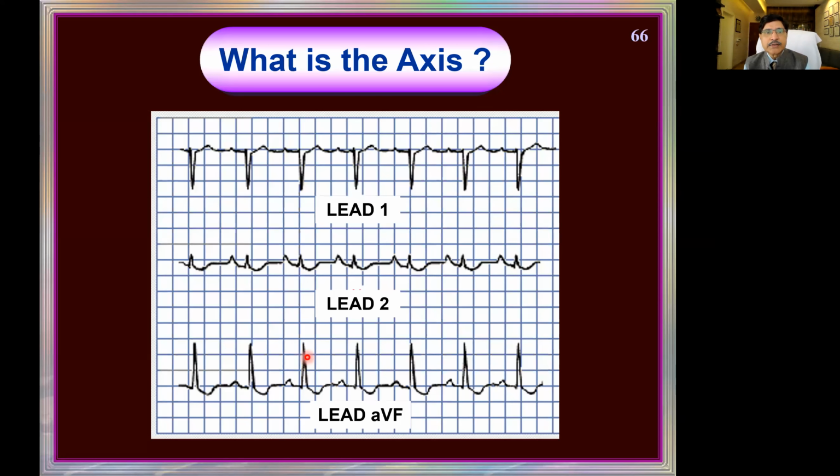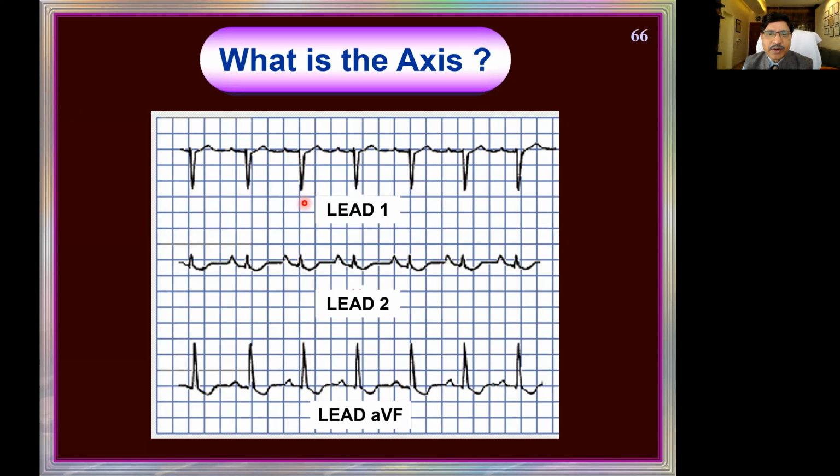Now, what is the axis? Here, the left camera is recording negative. That means the impulse is going away from the left side. Away from the left side means towards the right side. But the inferior camera is showing a strong positivity. That means it is going downward. Downward and to the right is right axis.